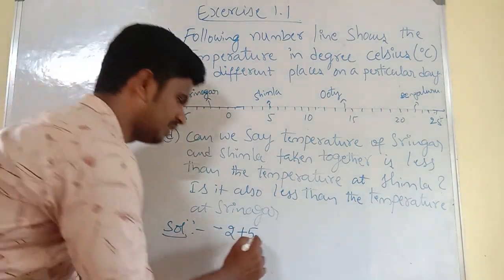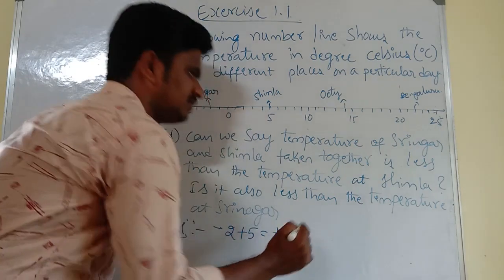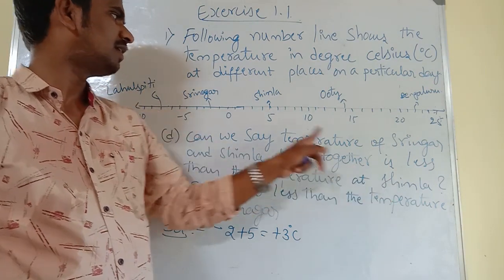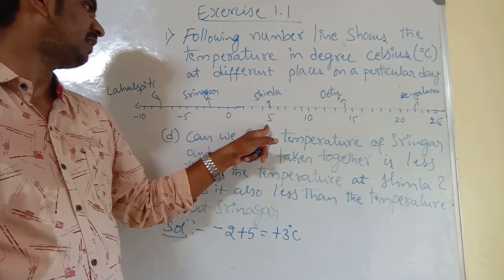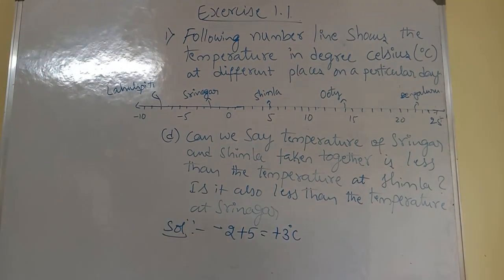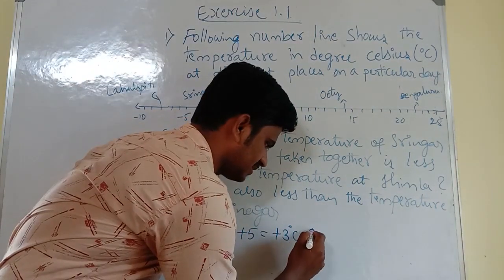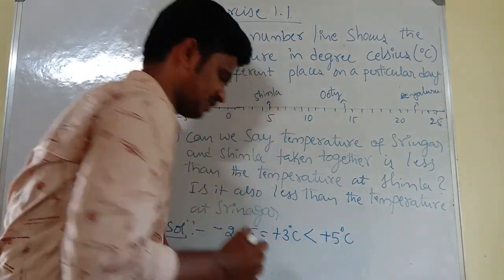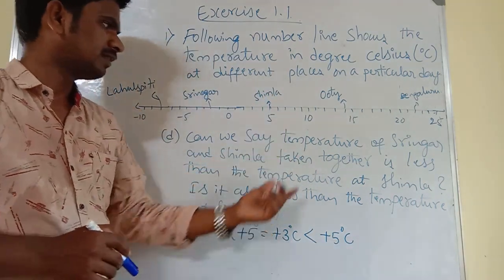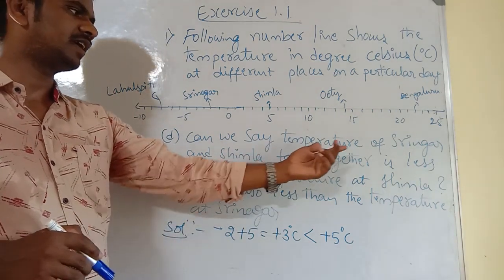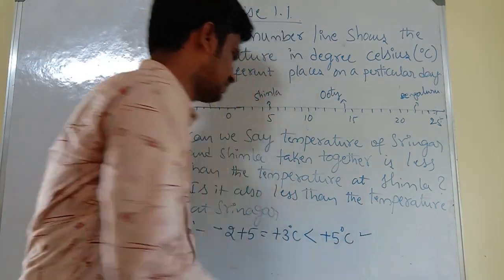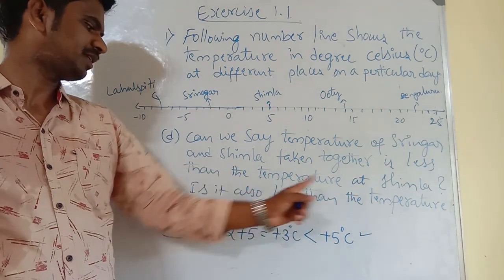Minus 2 plus 5, that is plus 3 degrees Celsius. Is this temperature less than the temperature at Shimla? Here, what is the temperature of Shimla? 5 degrees Celsius. Is it correct? Yes, because 3 degrees Celsius is less than plus 5 degrees Celsius, which is the temperature of Shimla. That is, the temperature of Srinagar and Shimla taken together is less than the temperature at Shimla. So that is true.